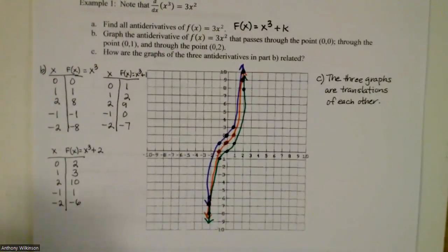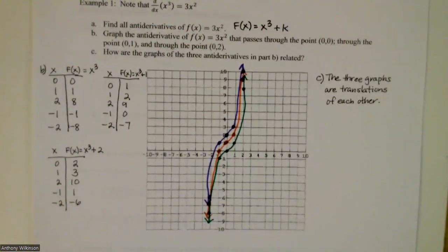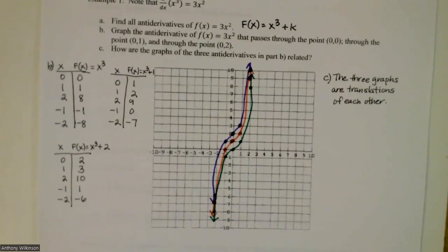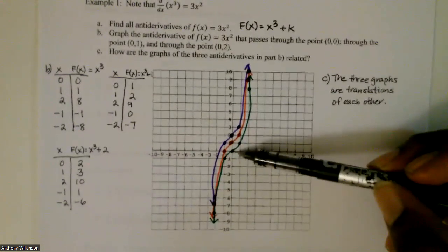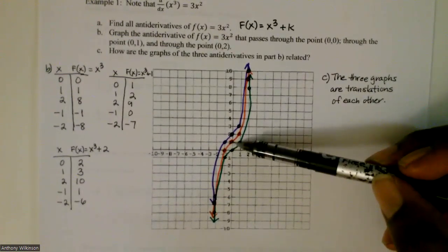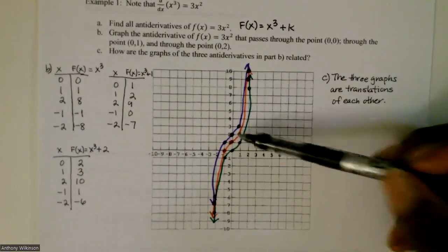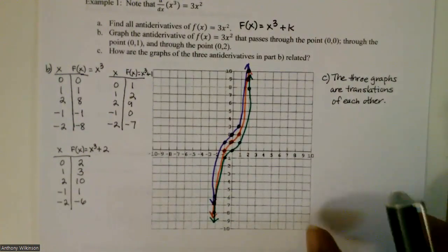Okay, they're translations of each other. So if you remember in college algebra, you talked about translations, where shifting either upward or downward, vertically or horizontally. Here's shifting vertically up. So this, the parent graph in green, the one in red shifted up one place, and the one that's in purple shifted up 2 places.